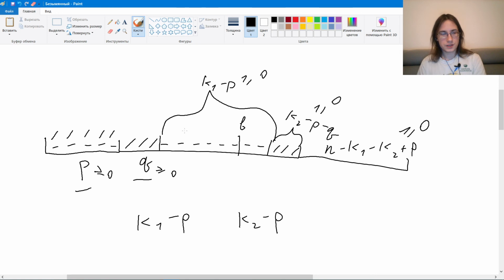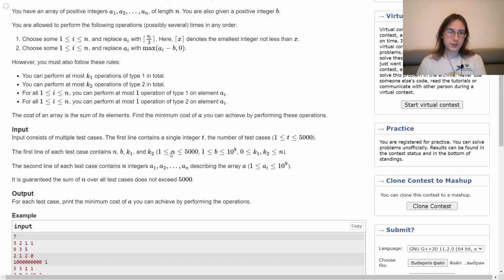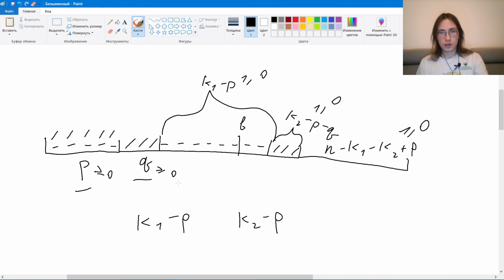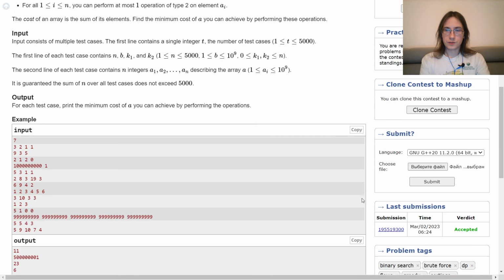Given those constraints, we can pick any p and q, and such p and q will correspond to a single possible candidate for the best answer. And the constraints of the problem allow us to just iterate through all the possible pairs of p and q, thus solving this problem in n squared time. Of course, we need to check each candidate in O(1), but this is very easily done using just prefix sums. Let's look at my solution.